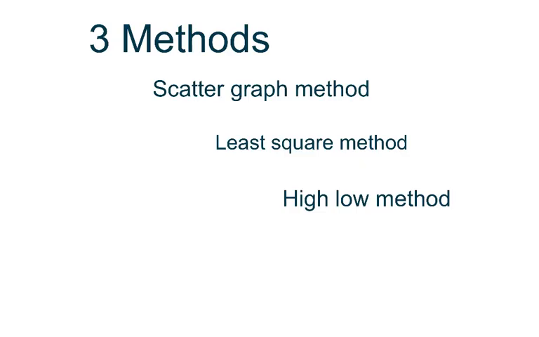Now we have actually three methods to determine the fixed and the variable elements. The first one is the scattered graph method. Then we have the least square method and the high-low method. For purposes of our curriculum, it's important that you know how to apply the high-low method, but still you need to know that we actually have three methods. We will now look at how to apply the high-low method.